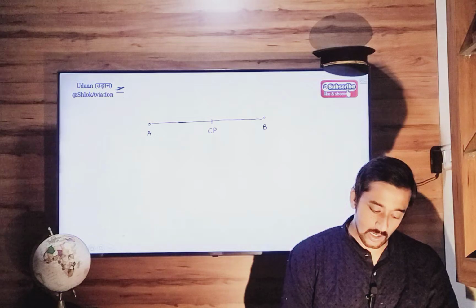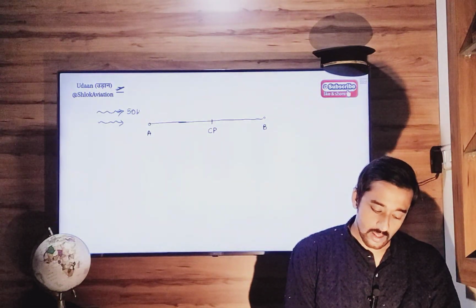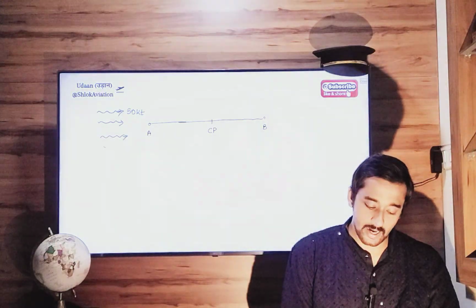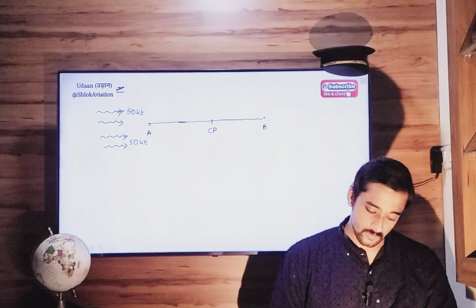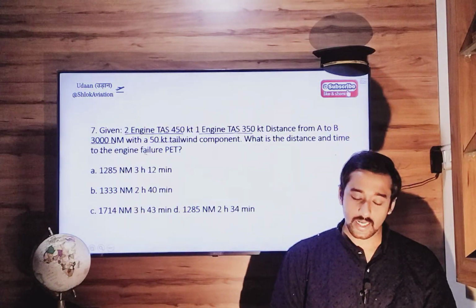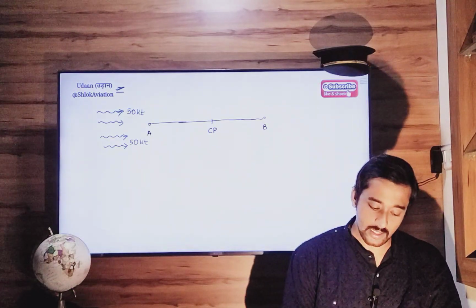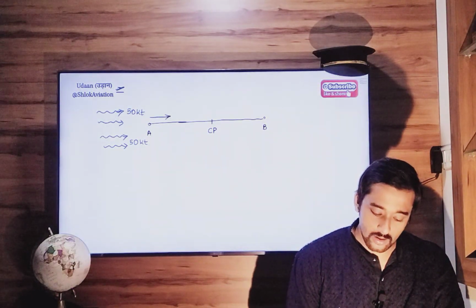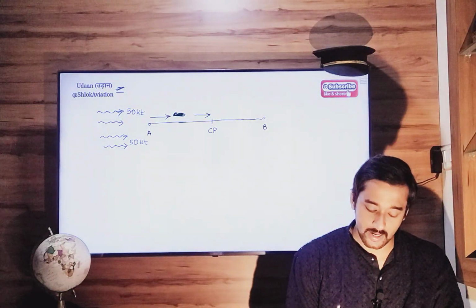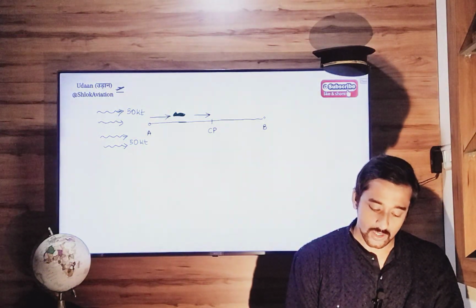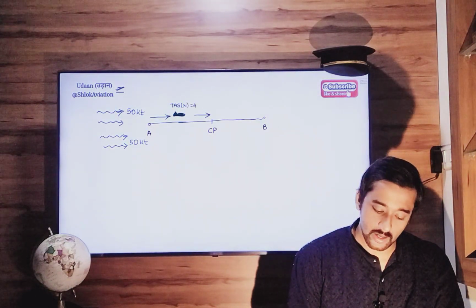You are getting a 50 knot tailwind going outbound, and the same wind component will become your headwind coming homebound. So it's just a matter of perspective. Two engine TAS is 450 knots. That means flying from A up to the critical point, everything was working fine, so you were flying at a normal TAS of 450 knots.